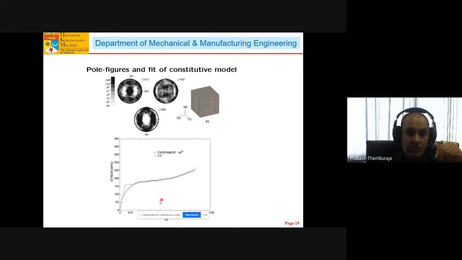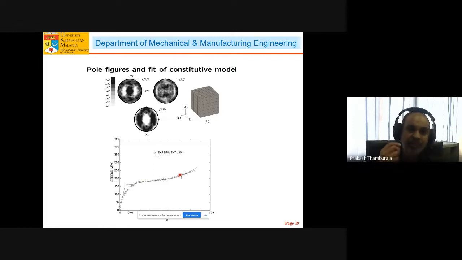Okay, so the next graph here shows the experimental data for the sample which is cut along the 45-degree angle, which is basically in between the rolling direction and transverse direction along the plane of the sheet. So it's along this direction. This is the experimental data, and this is the fit of the experimental data using our constitutive model.